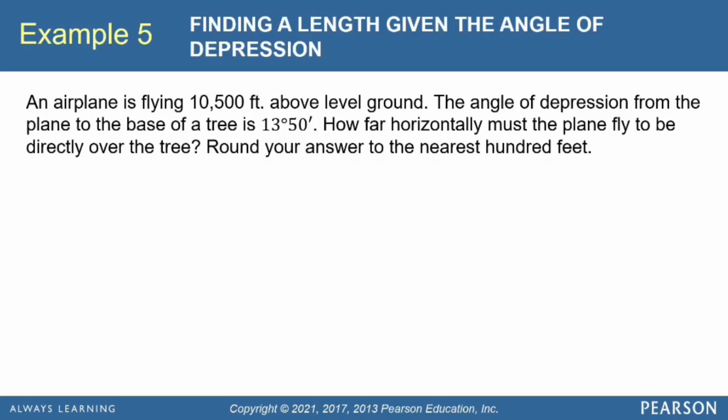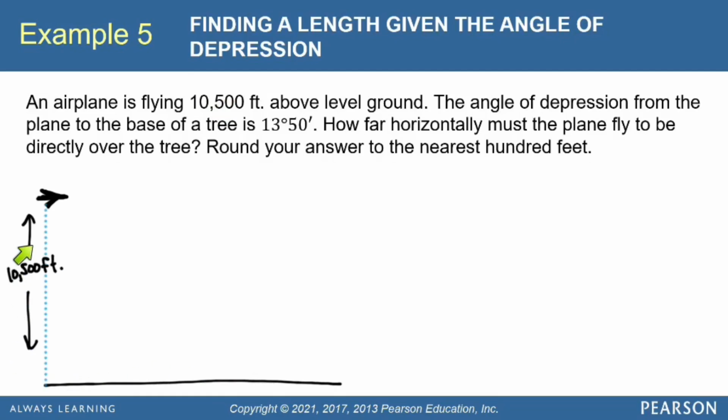So we know there's an airplane. Here's my little airplane. And we know that it's 10,500 feet above level ground. So here is my ground, and I'm going to label that height as 10,500 feet. And then it says the angle of depression from the plane to the base of a tree is 13 degrees and 50 minutes. So there's a tree out here. Here's my tree. And there's an angle of depression from the plane to the base of the tree. So let's draw that imaginary line right there from the plane to the base of the tree. And we know that the angle of depression is 13 degrees and 50 minutes.